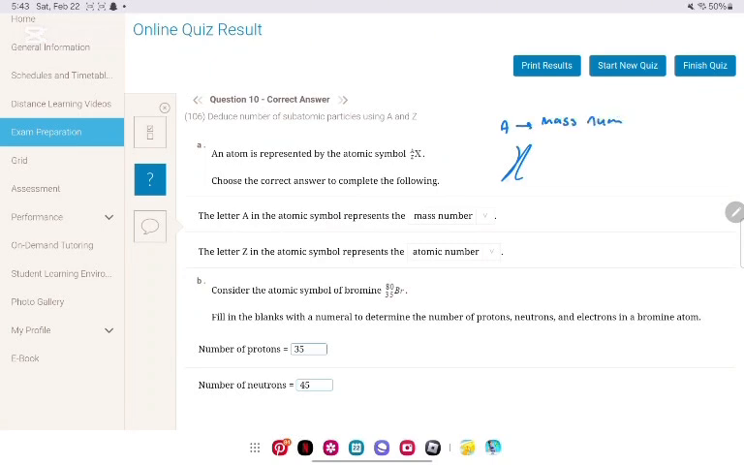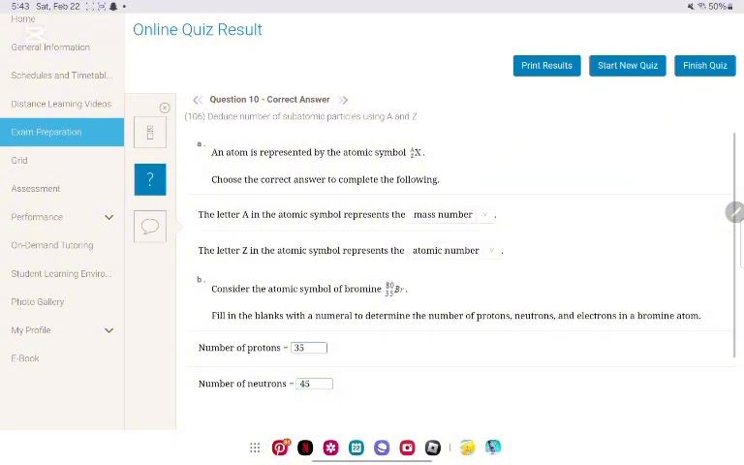Okay, you have to know that A is the mass number. I already wrote this. And Z is the atomic number. So that's what part A is asking for. A is the mass number, Z is the atomic number. Memorize it.